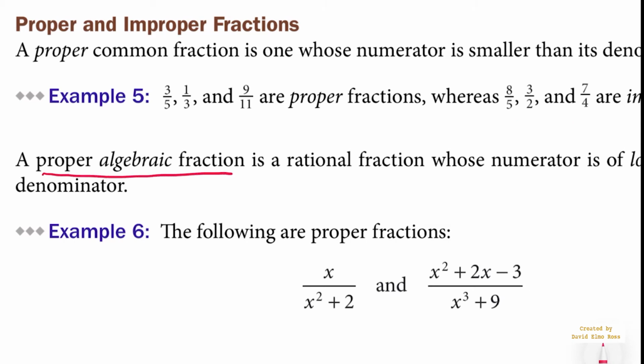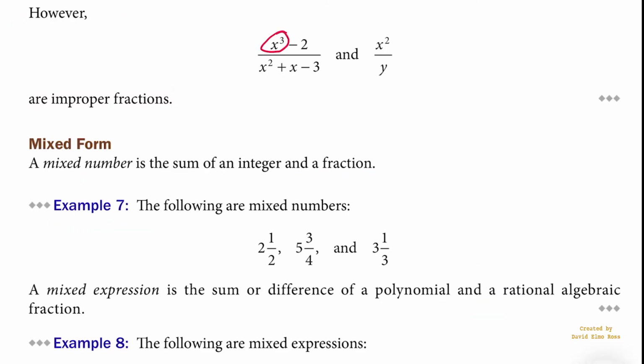A proper algebraic fraction is a rational fraction whose numerator is lower than the denominator. Since this is x to the 1st power over x squared, this is a proper algebraic fraction. Since x squared is the largest exponent here and x cubed is the largest one here, the numerator's degree is less than the denominator's, so again it is also a proper fraction. Since the degree of the numerator is bigger than the degree of the denominator, this is not a proper fraction. Same here, x squared is bigger as a degree than y, so again it's not a proper fraction. These are referred to as improper fractions.